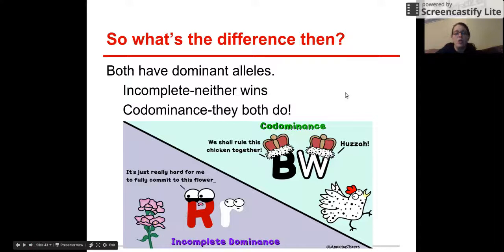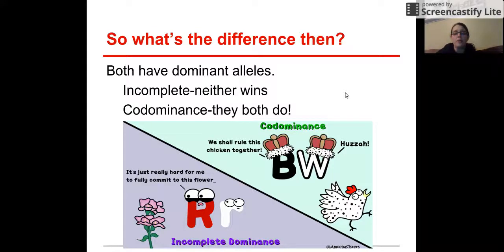Okay, so what's the difference between incomplete and codominance? I thought that this picture gave a really good example. In both, there are no recessives. Everything is dominant, okay? But in incomplete, neither one of them truly wins over the other one. They work together to make a new phenotype, okay?